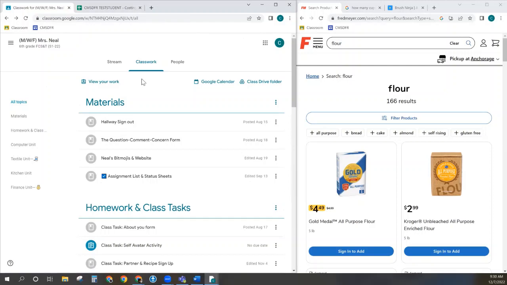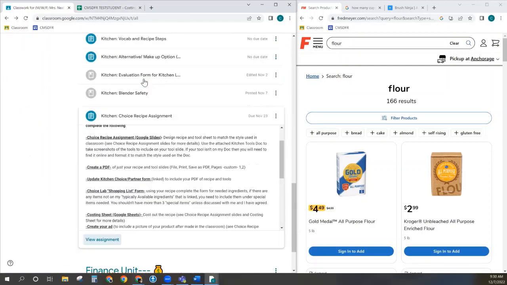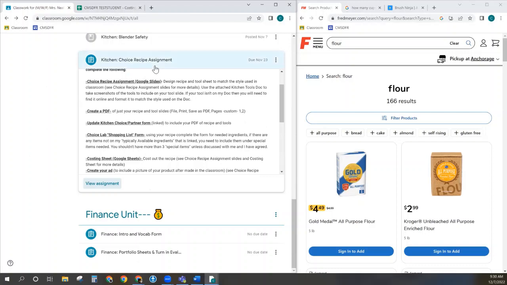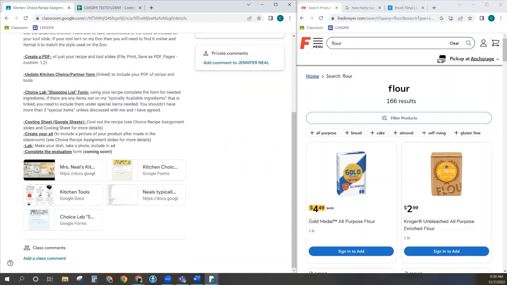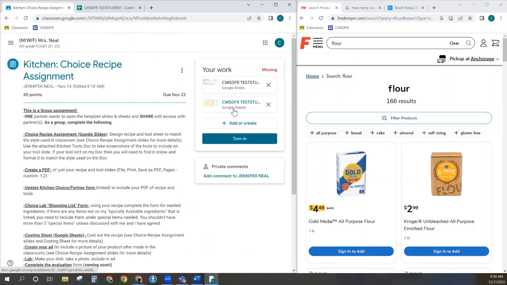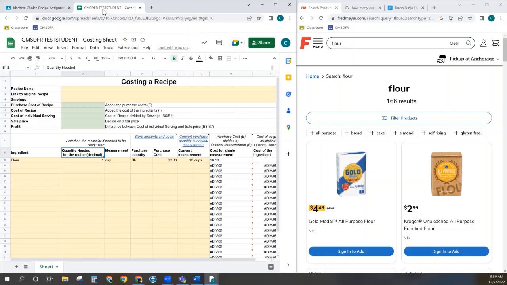All right, for the costing of your recipe, go into your kitchen unit, choice recipe assignment, and you should click view assignment so that you can see your work and other information all in one place. Open up your Google Sheets and you should see something like this. Put in your recipe name.